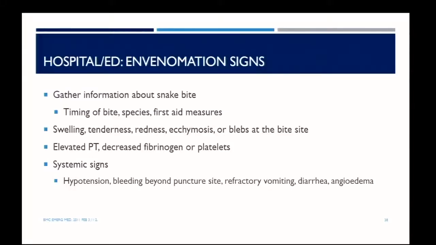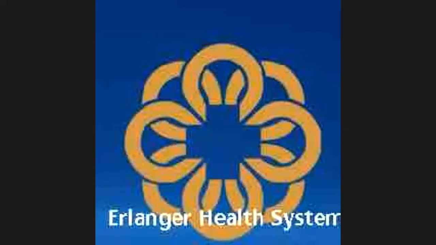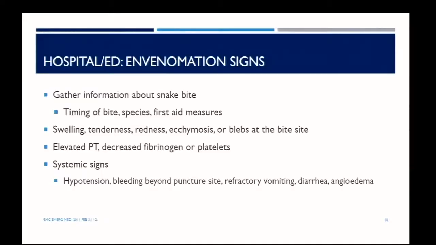And then also monitoring for envenomation signs. So gathering information about the snake bite, when did it happen, the species, if you can. Usually the patient will not know. And then any first aid measures, because here at Erlanger, most of these patients are transferred here from other facilities or from Life Force. So it's important to know if they've already received anti-venom out in the field. And then just looking for the other signs and symptoms we've already discussed.